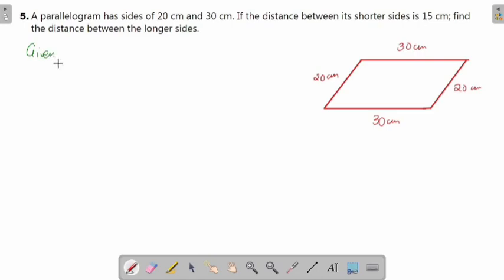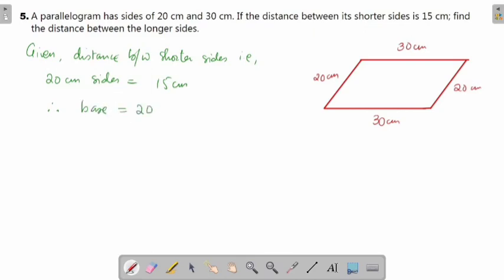So given is distance between shorter sides, that is 20 centimeter sides, is equal to 15 centimeter, right? So therefore I can say that my base is 20 centimeter, and when base becomes 20 centimeter, the distance between them becomes my height. Okay, so height is 15 centimeter. Now let's find the area. So therefore area becomes base into height.